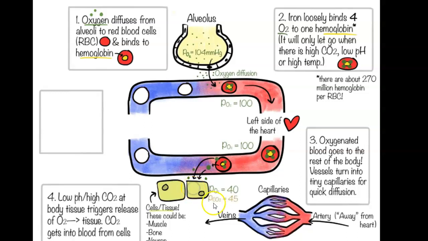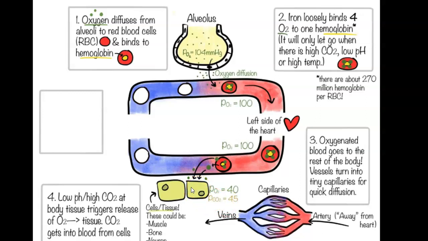And the reason that it does that is because there is a lot of CO2 that is present at this point in the cells, and that's going to cause the oxygen to be released. So the level of CO2 in our cells is 45 millimeters of mercury. The CO2 is made as a waste product when our cells use oxygen to make energy. So that's why we have it, and because it's a waste product, we have to get rid of it.